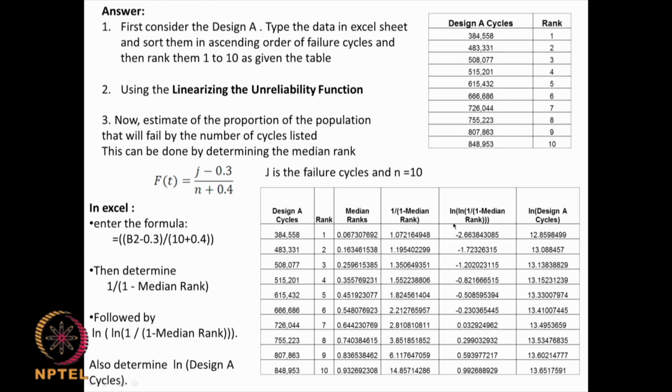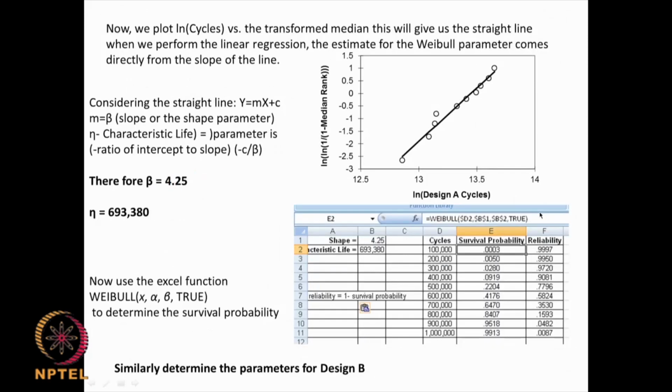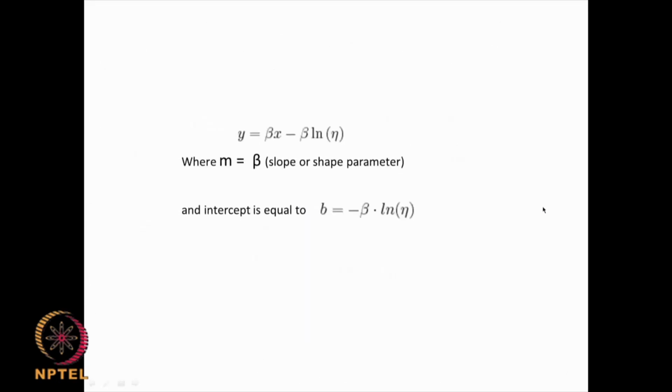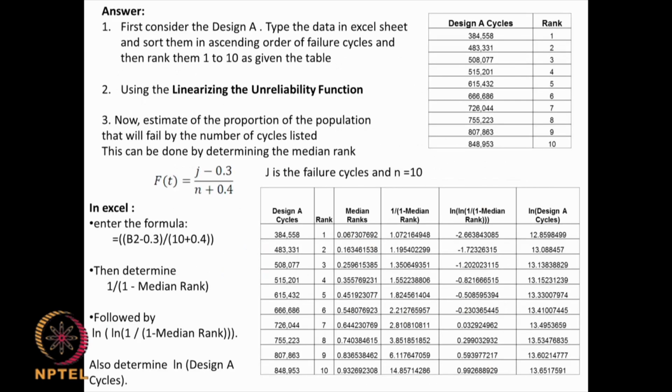Do you understand? So, we are doing the logarithm of this, and then on the other side the logarithm of the design A cycles, that is the logarithm of each one of these. Okay. So, you are going to plot this on the y axis, this on the x axis. When you plot these two, as you can see from our figure, the slope will give you the beta and the intercept will give you minus beta ln eta. So, if I divide this by this, I should be able to get my eta.